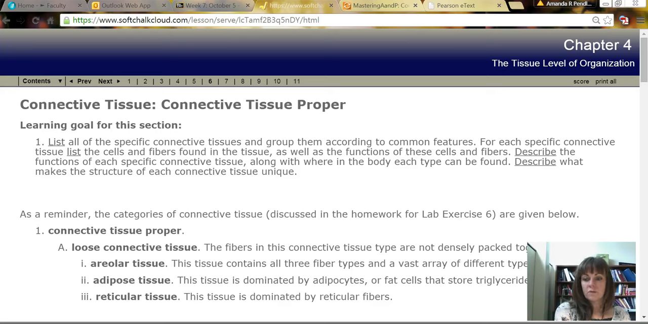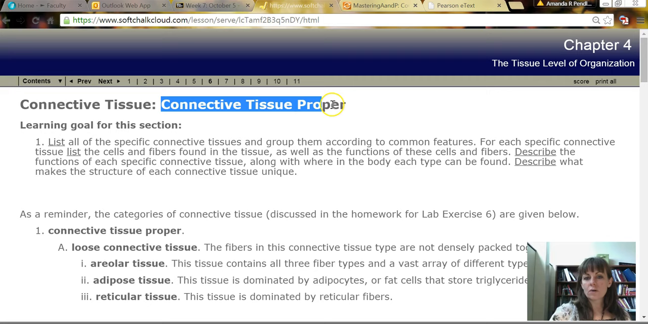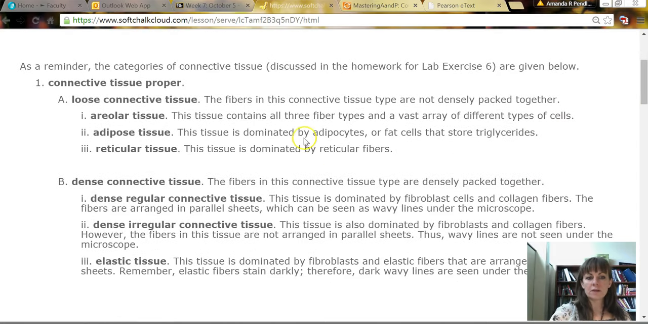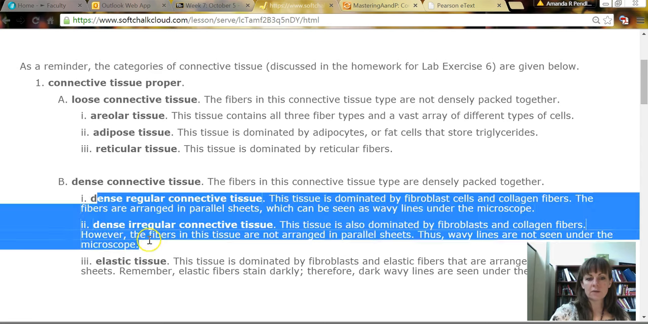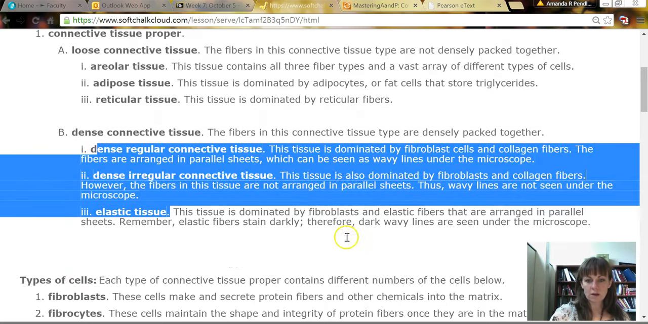Okay, so now we're going to move into our discussion of connective tissue. We've already talked some about this in lab and how to identify it. But let's go through this a little bit more. We're going to start with the first major category of connective tissue, which is connective tissue proper. And keep in mind there's two major subcategories, loose and then dense, and within those there are then three specific types for each of those.